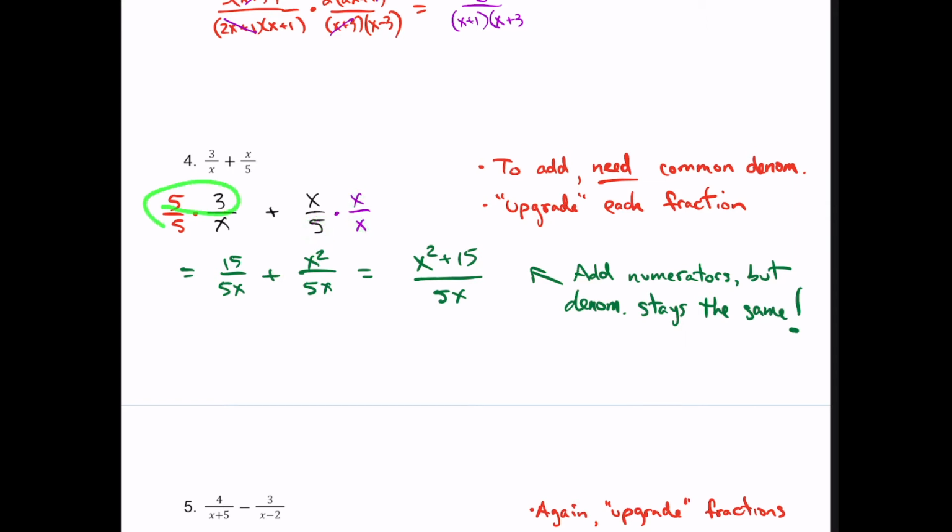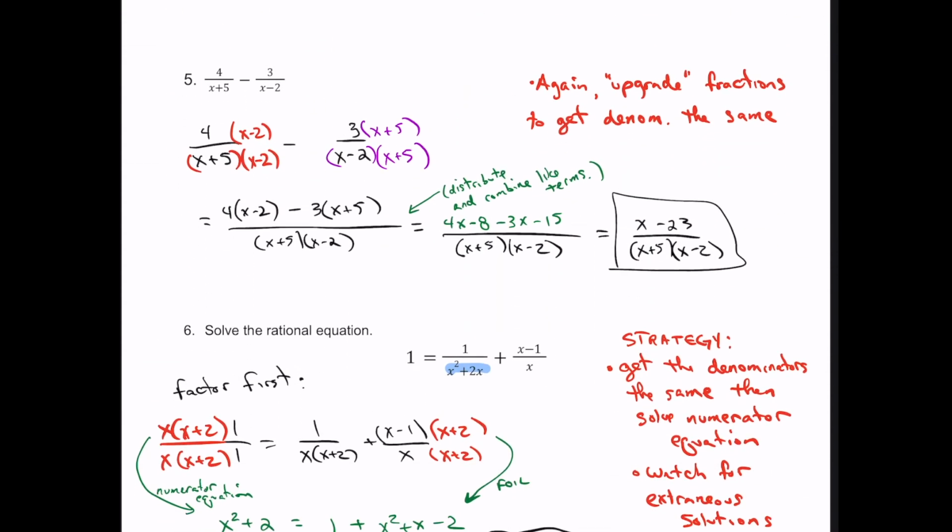Now, whatever happens on the top happens. So 5 times 3 is 15. X times x is x squared. X squared plus 15 is what you get on the top because you add the numerators. But remember, the denominator stays the same when you add fractions. Same thing when you subtract fractions. The denominator will stay the same once we get there.